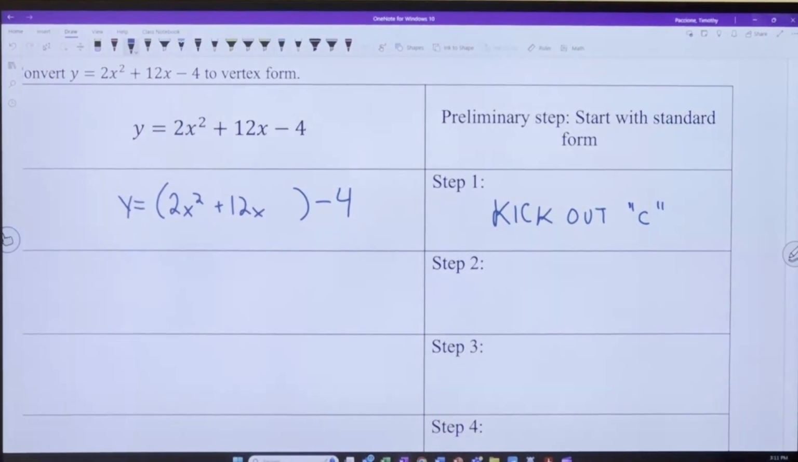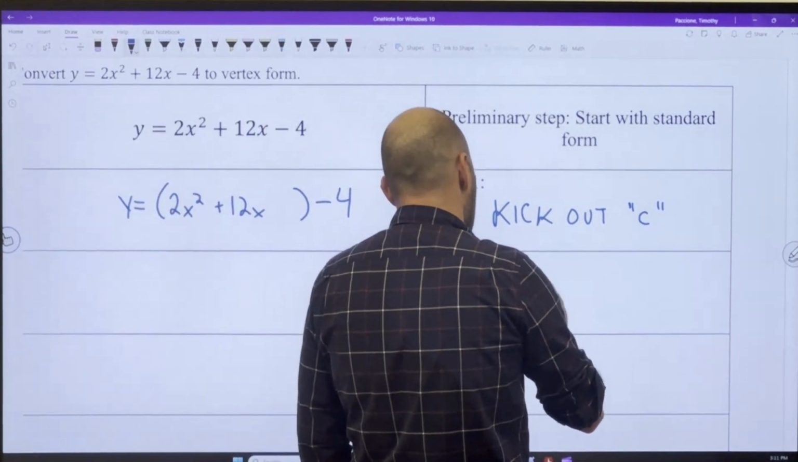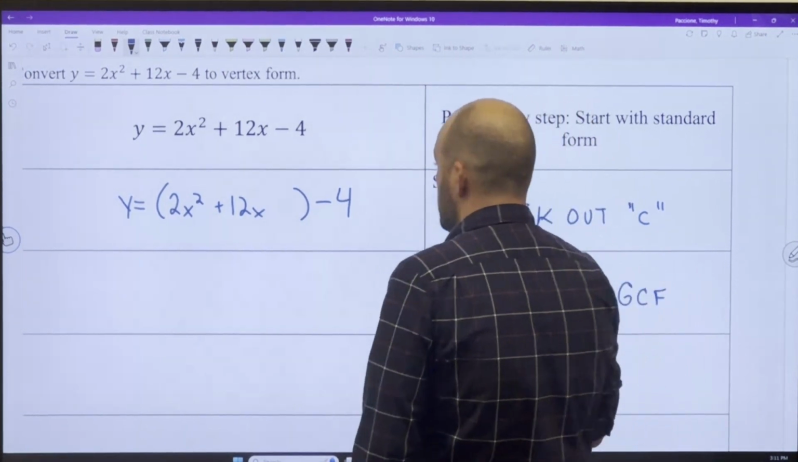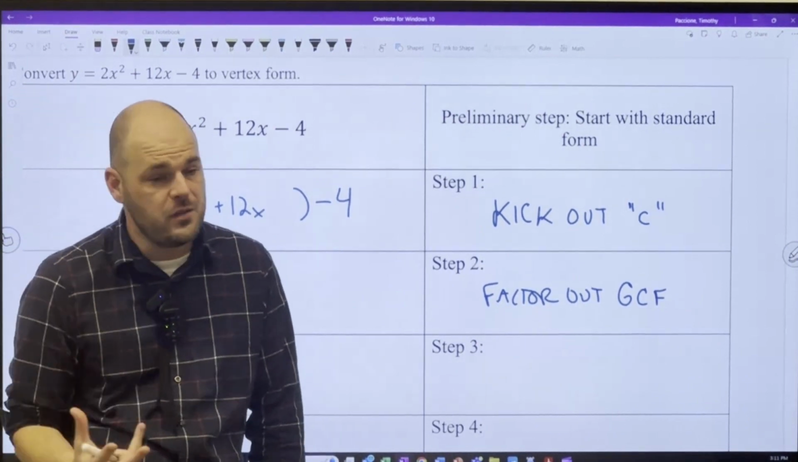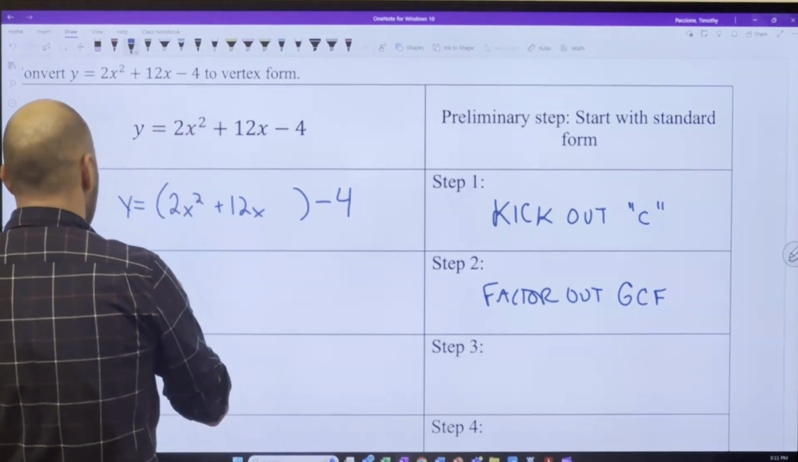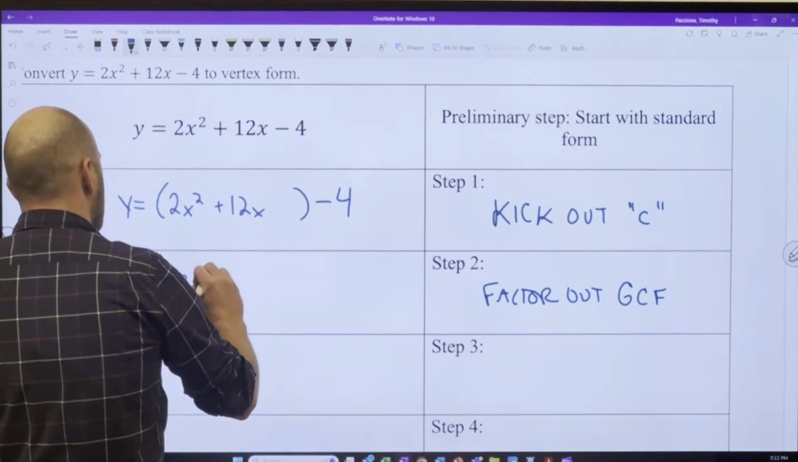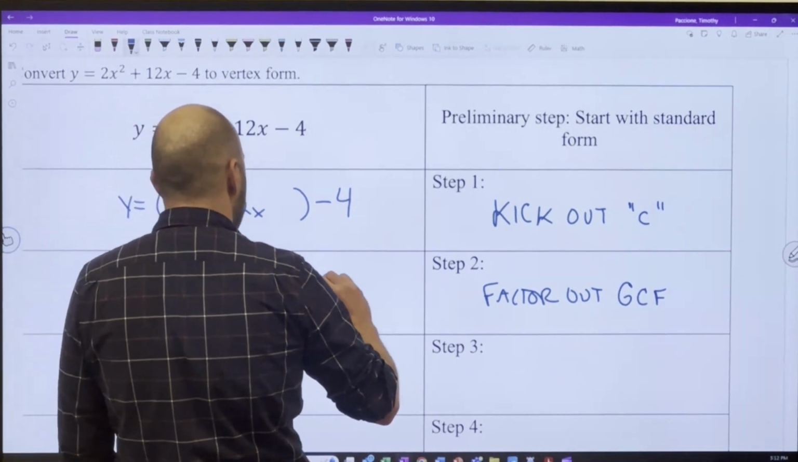Now the next step is different because of that 2. I need to pull the 2 out because I can never get a perfect square if my a isn't 1. So I'm going to factor out my GCF. So what does that look like? Well, y equals, and by the way, the GCF is always going to be a, right? Just divide everything by a, right? So 2 outside the parentheses, and then I have x squared plus 6x, leave a space, and then minus what?